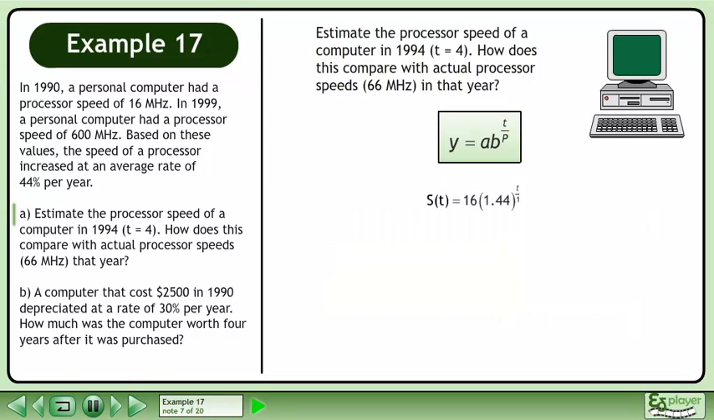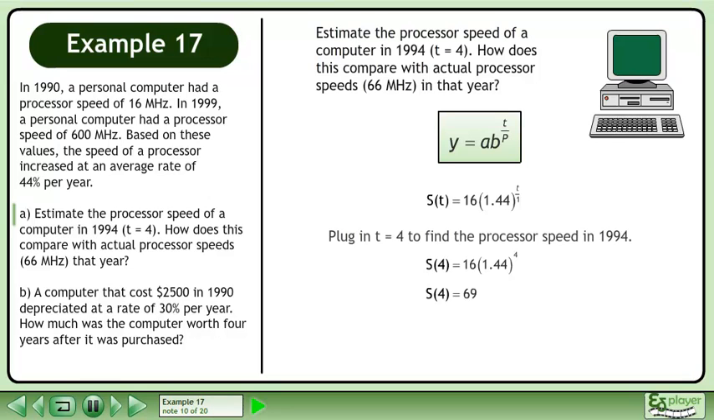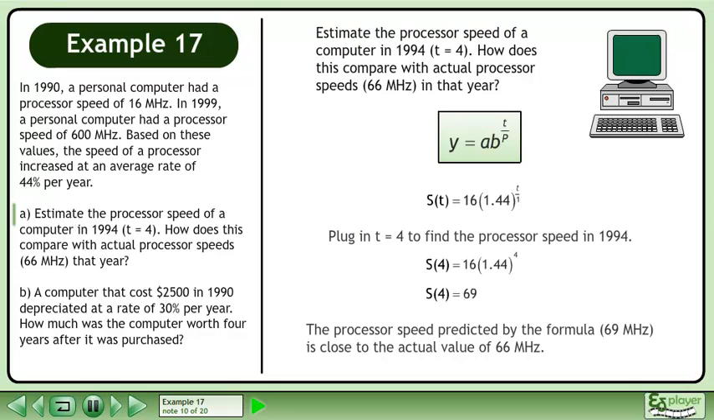The function is s of t equals 16 times 1.44 raised to the power of t over 1, where s represents the processor speed and t is the time in years. Plug in t equals 4 to find the processor speed in 1994. This returns a result of 69. The processor speed predicted by the formula, 69 MHz, is close to the actual value of 66 MHz.